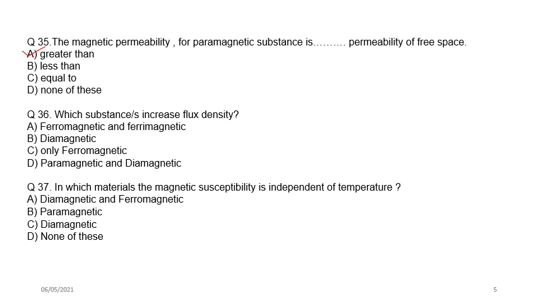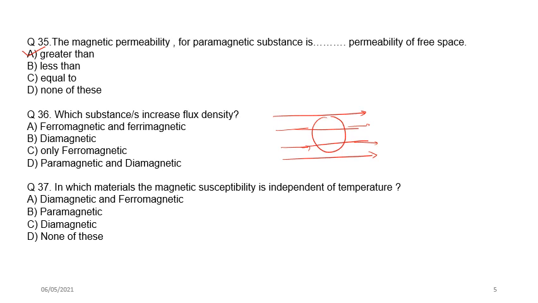Let's see the next question. Which substance or substances increase the flux density? This question is quite tricky. Let's say this is my material, kept in an external magnetic field. Whenever the external magnetic field is applied, if this material is diamagnetic, the magnetic lines of force will get repelled. If it is ferromagnetic or ferrimagnetic material, the magnetic lines of force will pass through that material and the magnetic flux density will increase.